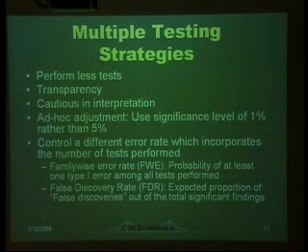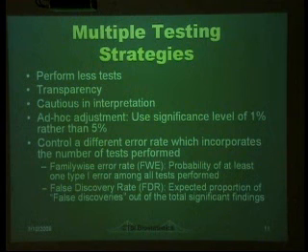The first one, very simple, do fewer tests. If you do fewer tests, your tests are more convincing, and the need for adjustment is much less. Another important consideration is transparency. Transparency in the number of tests that you do, so that other people, reviewers of a journal article, can evaluate what you're doing.